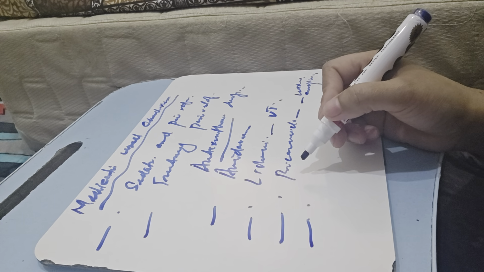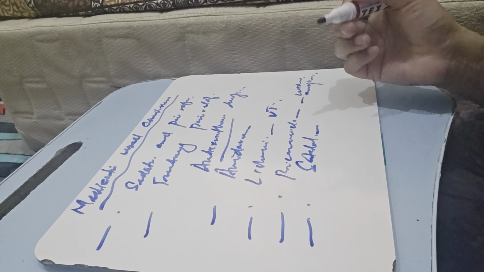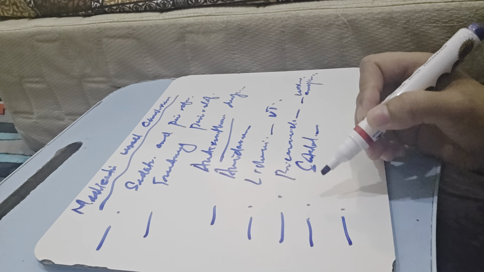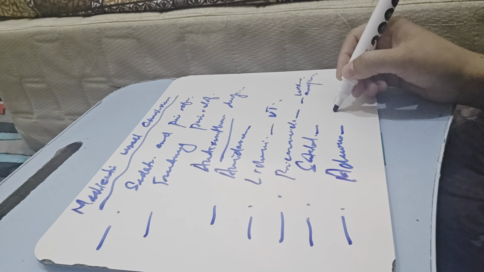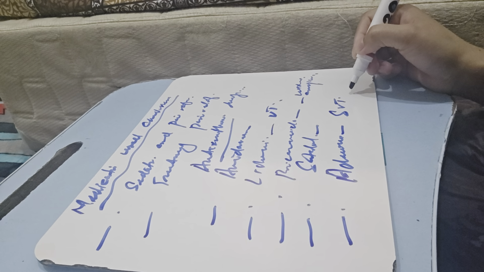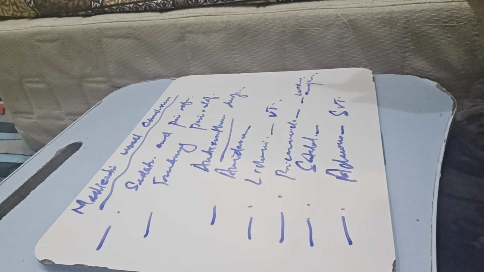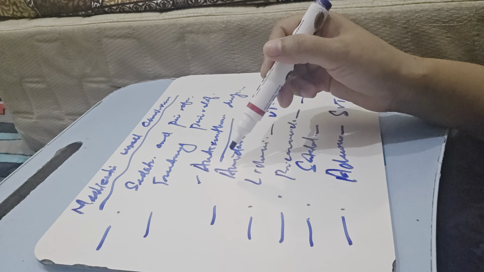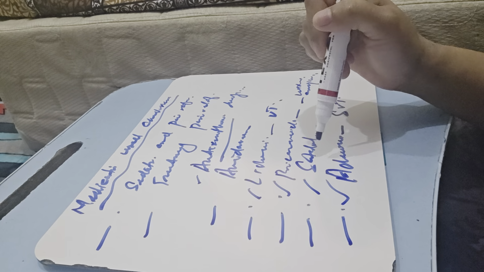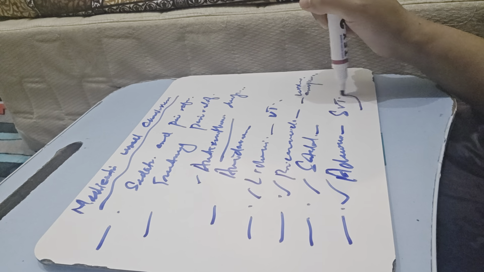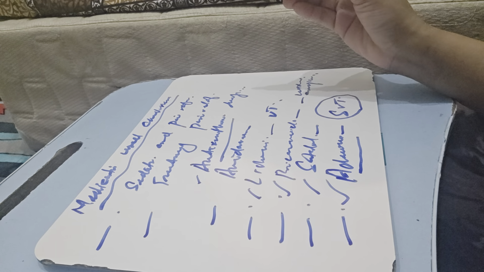Then we are using sotalol. Sotalol prevents recurrence after cardioversion. And yes, we are also using adenosine. Adenosine we use for SVT, supraventricular tachycardia, before cardioversion, and it is diagnostic and therapeutic. So we are using amiodarone, lidocaine, procainamide, sotalol, and adenosine, but adenosine is for supraventricular tachycardia. We are not using adenosine for ventricular tachycardia.